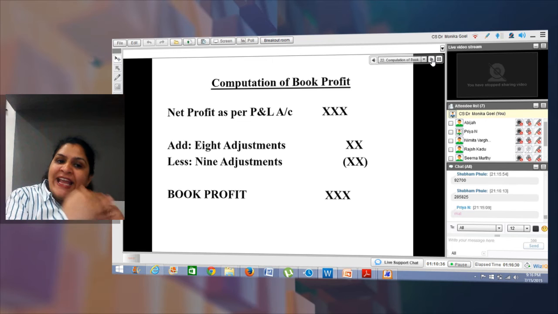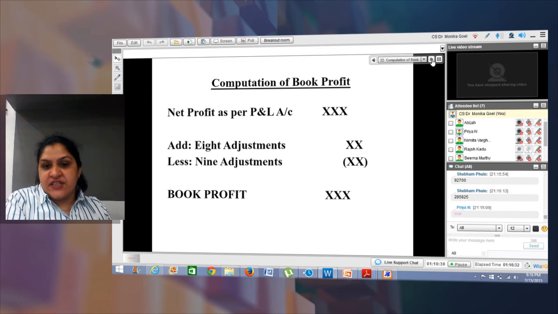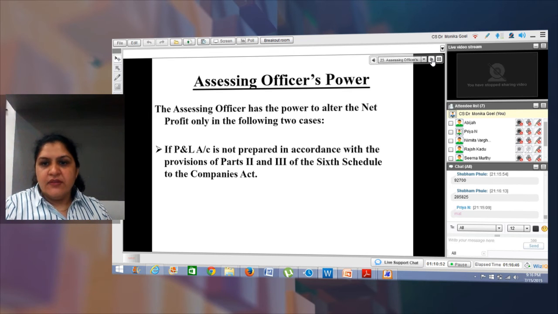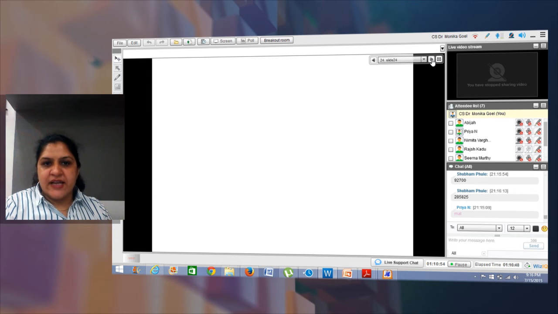Then you have to make 8 positive and 9 negative adjustments, and the resultant would be the book profit. So you have to add 8 things and you have to reduce 9 things. What are these 8 things and what are these 9 things? I'll be coming to this slide a little later.